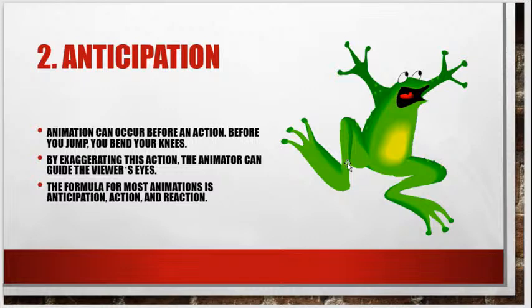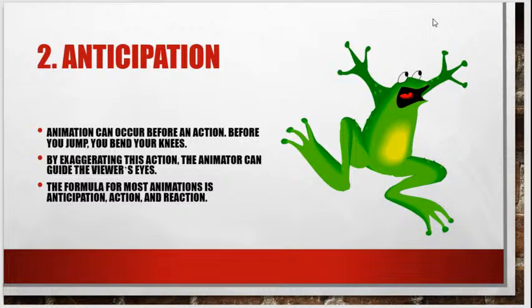The formula for most animation is anticipation, action, and reaction. So what is the anticipation? First you see what he's going to do, then there will be an action. Suppose in this case he's going to jump out of fear, and you can see he's bending his knee. So he will then jump out of fear.